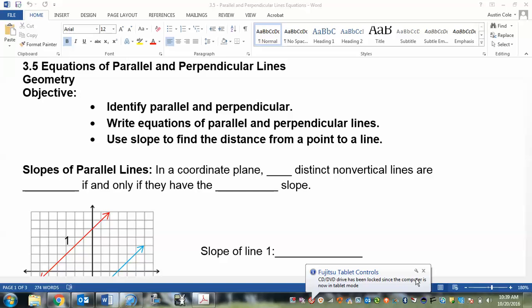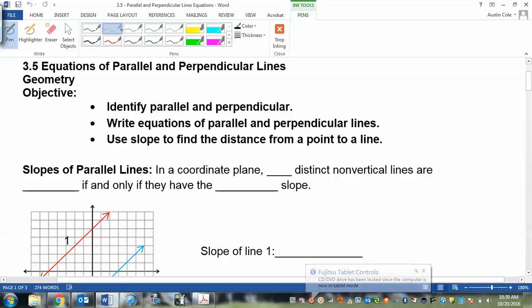First of all, what's slope? Is it rise over run? I think that's our best way of remembering what slope is. Slope means the rise over the run. Now, what does rise mean? How much we're going up and down.